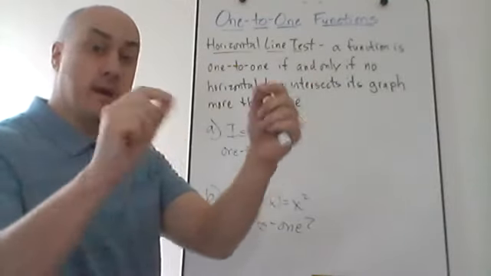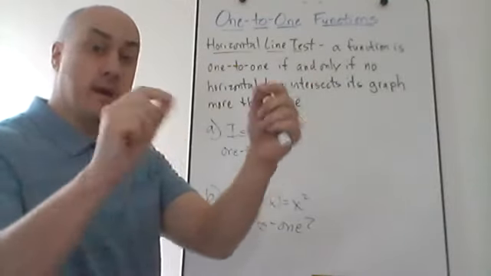Alright, so the graph of f of x equals x to the third. If you looked at the videos that I did on parent functions and transformations of graphs, you should have an idea of what the graph of f of x equals x cubed looks like. Alright, the cubic function, the graph looks like that. So that's the graph of y equals x to the third power. And then we want to see, is that function one-to-one?